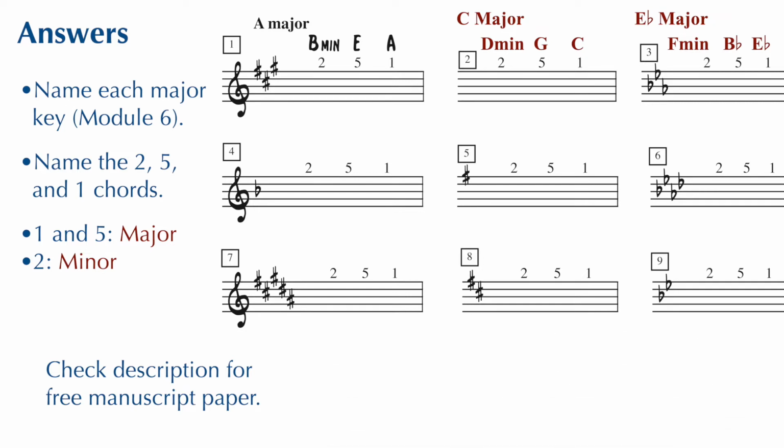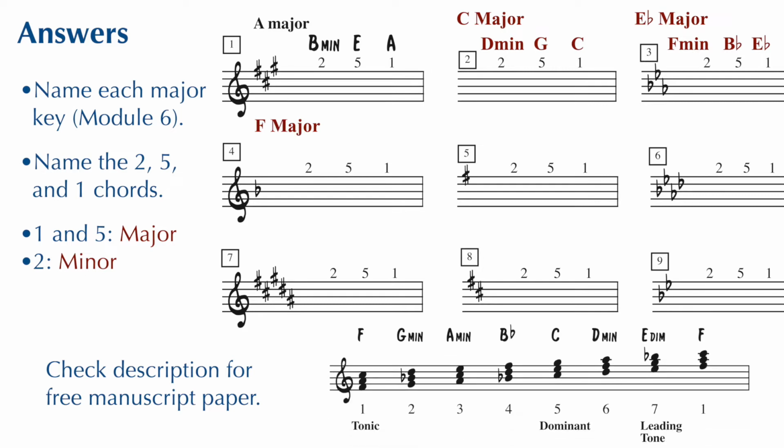Number 4, 1 flat in the key signature puts us in the key of F major. We build out an F major scale and its triads. Our 2 chord is G minor, our dominant chord is C major, and our 1 chord is F major.